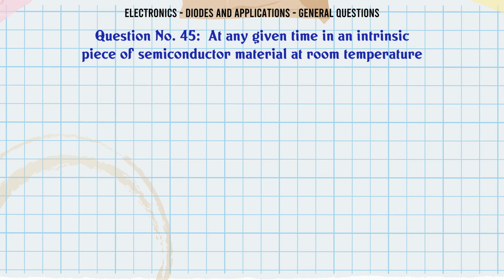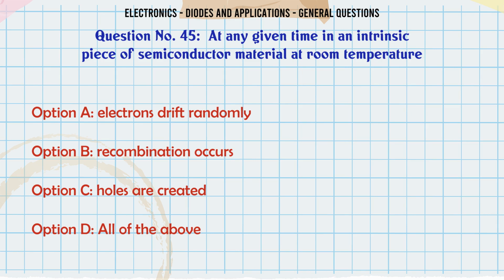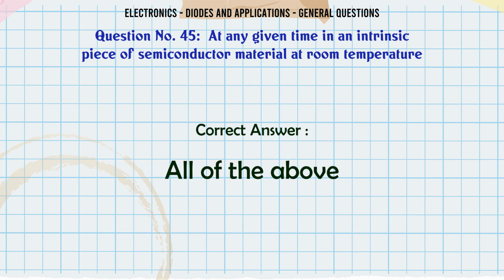At any given time in an intrinsic piece of semiconductor material at room temperature: A. Electrons drift randomly, B. Recombination occurs, C. Holes are created, D. All of the above. The correct answer is all of the above.